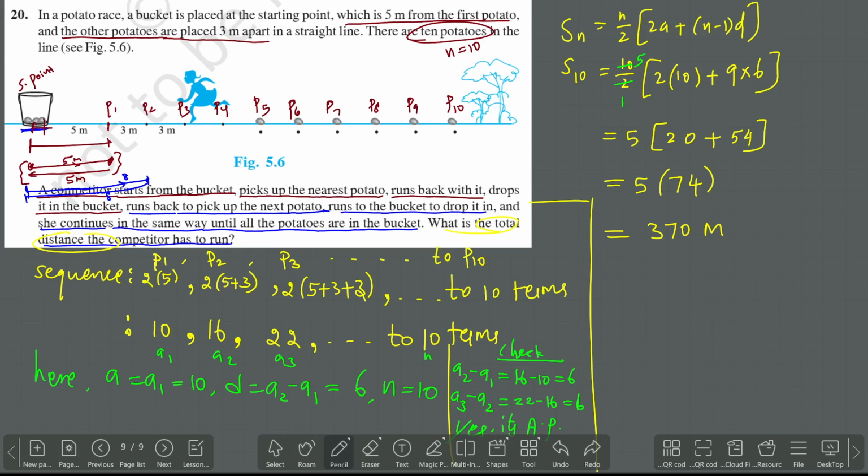The rule is that they should not take all potatoes together. Each time they should take one potato only. That is why it's going this much distance. Do you understand? So this is one of the important questions. At finishing, you should write, therefore, the competitor has covered the total distance 370 meter. Like that, you write. Is it understood, children?